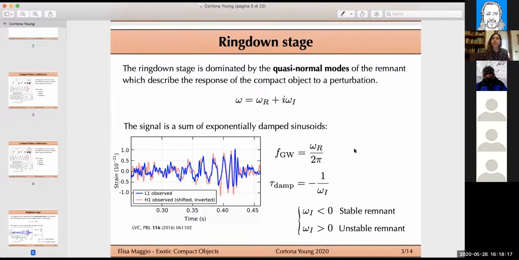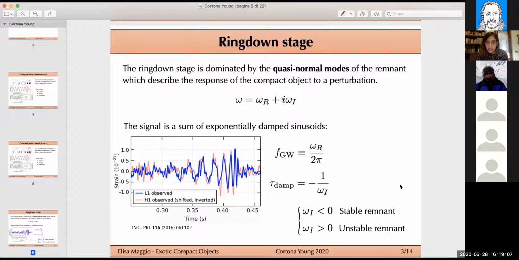Practically, the ringdown stage is dominated by the characteristic frequencies of the remnant, and these are called the quasi-normal modes. They are complex frequencies which describe the response of the compact object to the gravitational perturbation. The ringdown phase is a superposition of exponentially damped sinusoids whose frequencies are related to the real part of the quasi-normal modes and whose damping times are proportional to the inverse of the imaginary part of the quasi-normal modes of the remnant. So from a detection of the ringdown stage, we can infer the quasi-normal modes of the remnant and understand its nature.